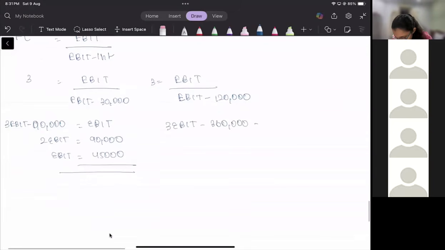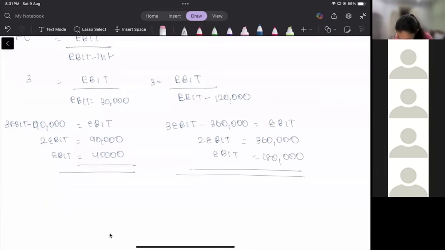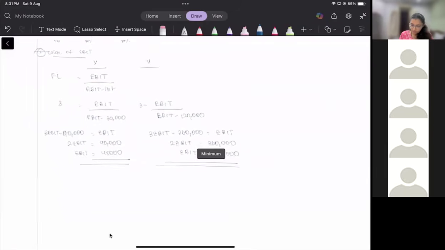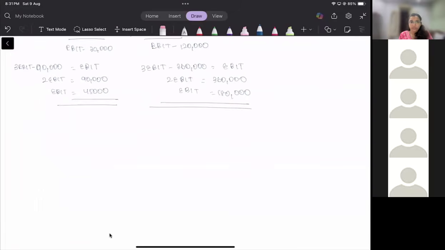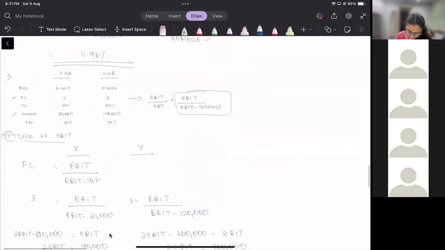In case of Y Limited, 3 EBIT minus 3,60,000 is equal to EBIT. 2 EBIT is equal to 3,60,000. EBIT is equal to 1,80,000. Correct, 1,80,000. And then let's go back to the question.